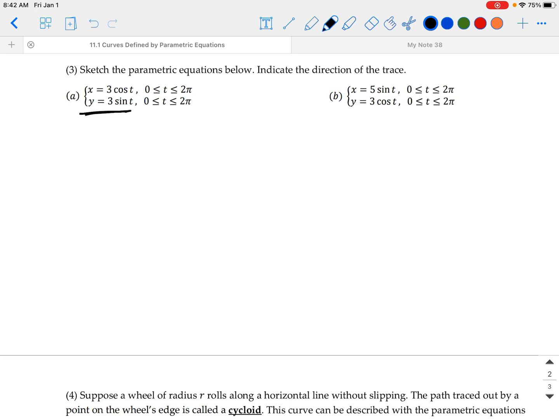So we'll note in the first one here, part A, our coefficients are the same, and we've chosen sine and cosine. So this is going to be some representation of the circle with radius 3. So this is going to be x squared plus y squared equals 9. But even if we don't know that, we can still sketch the trace just by using the given values.